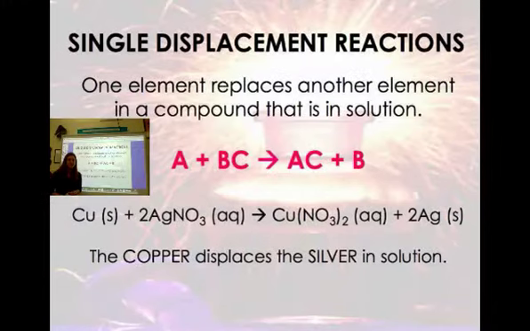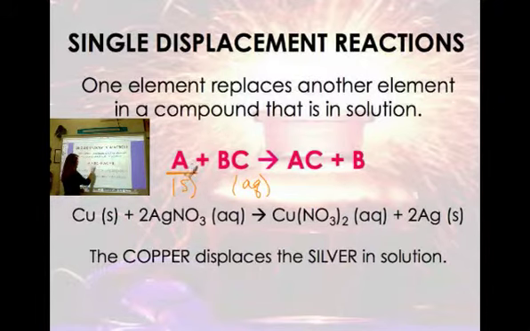In a single displacement reaction, one element replaces another element in a compound that's in solution. What does that mean? This is typically a solid. This is typically an aqueous, or a solution. The A, in this case in our general formula, will take B and kick it out, so that B is now all by itself, and A bonds with C in your product.